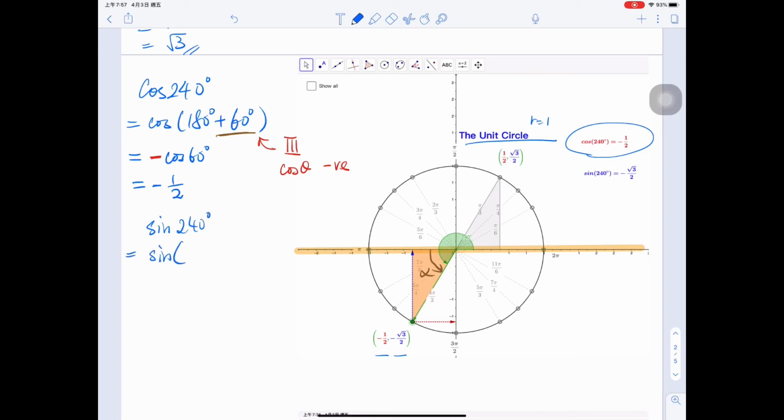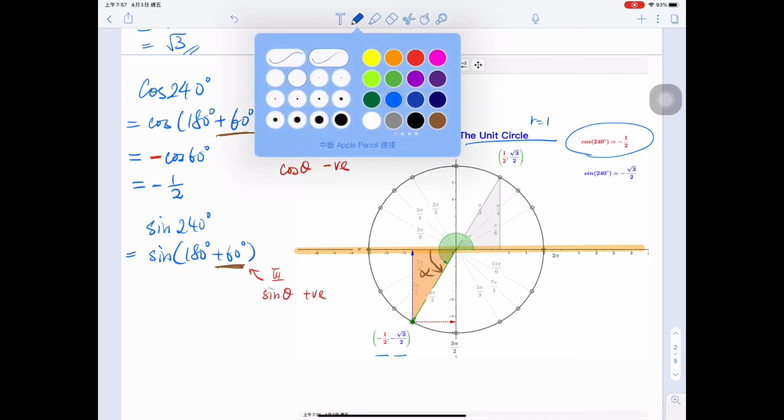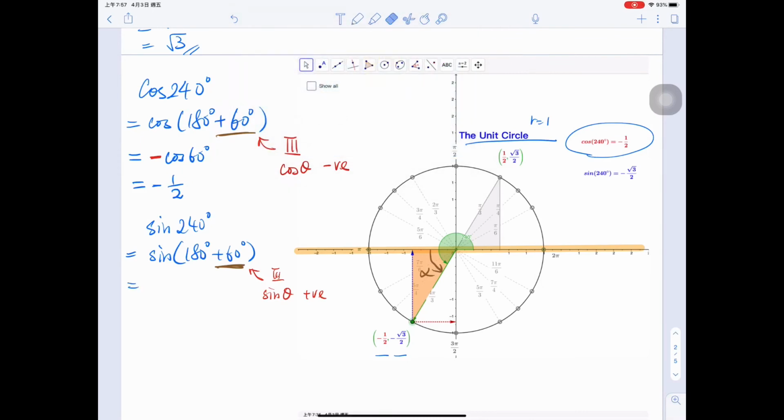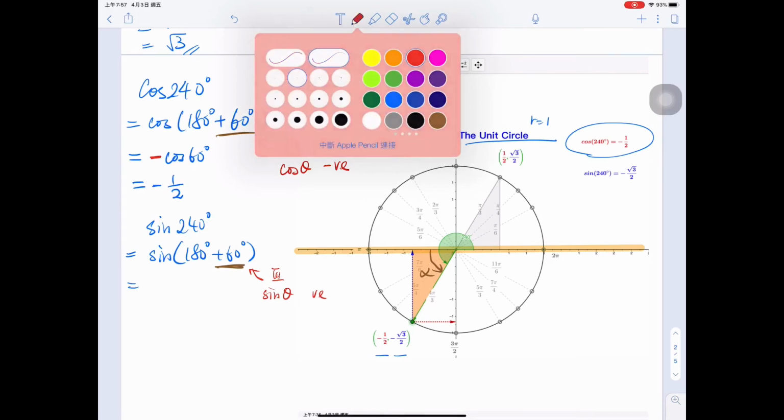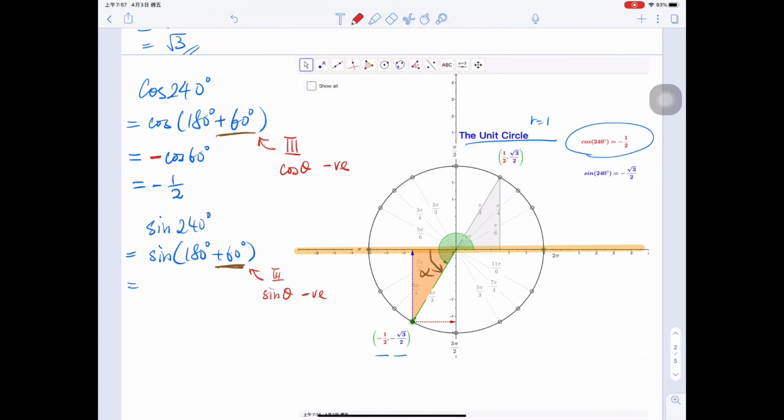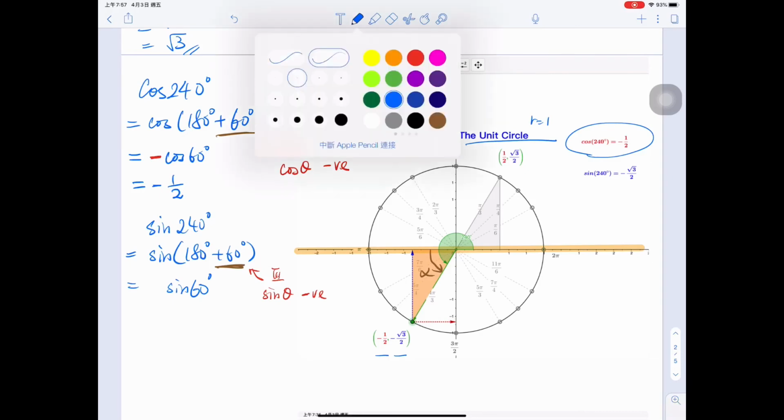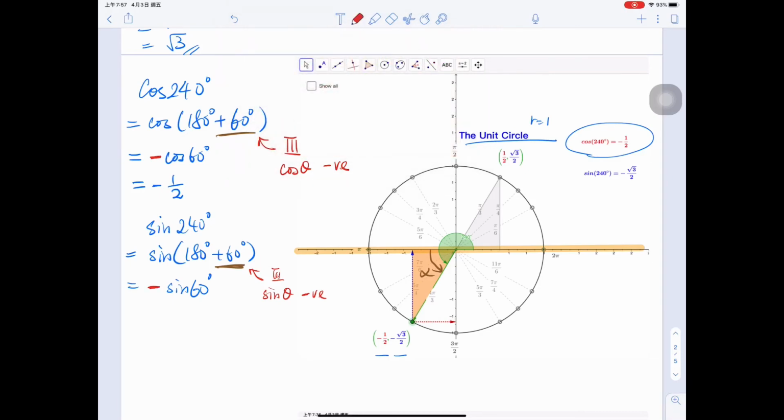Okay, how about sine 240 degrees, you think? Again, sine of 180 plus 60 degrees. Here is the reference angle, and you need to think now. In quadrant 3, sine theta is positive, right? Very good. Then you're wrong. It should be negative. In quadrant 3, cosine and sine are also negative. So remember this one, sine 60 degrees, negative value. So as a result, negative root 3 over 2. Negative root 3 over 2.